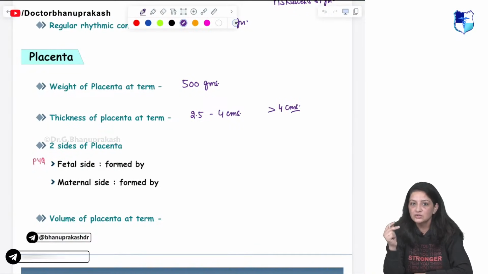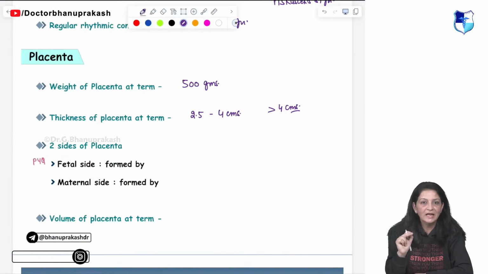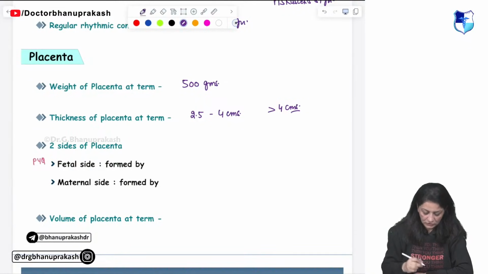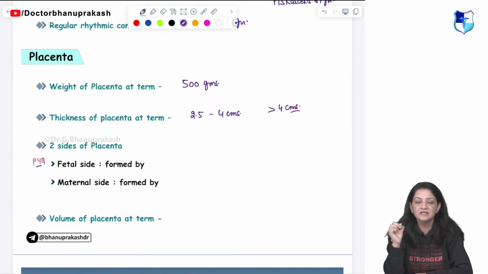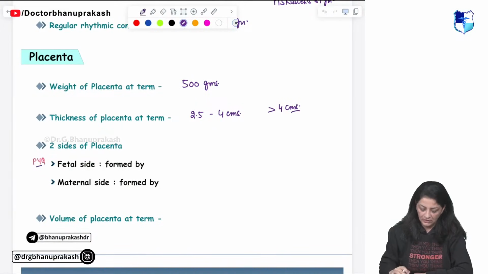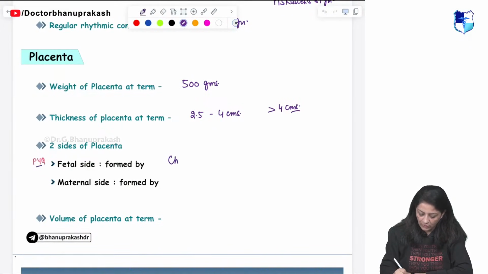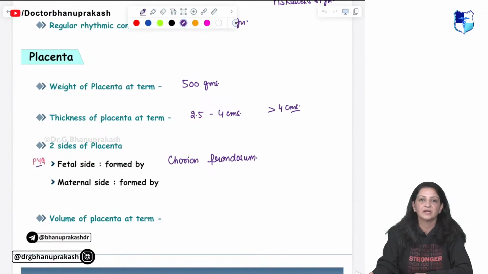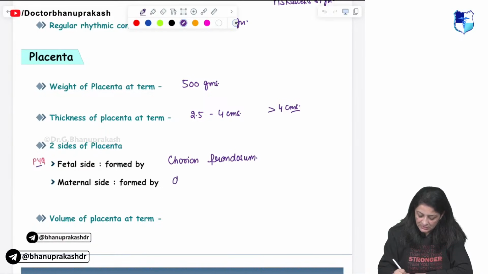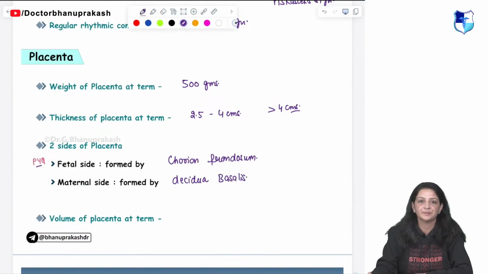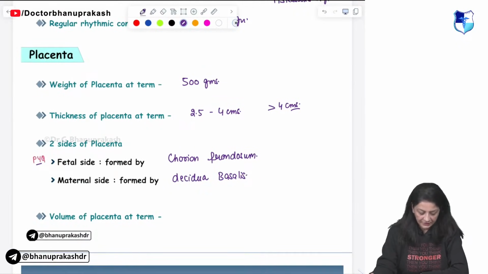There are two sides of the placenta, the maternal side and the fetal side. This is a PYQ: the fetal side of the placenta is formed by chorion frondosum. And the maternal side of the placenta is formed by decidua basalis.